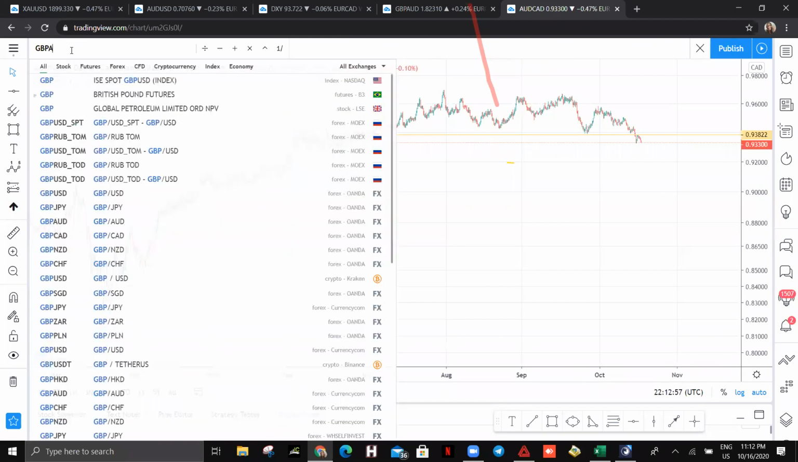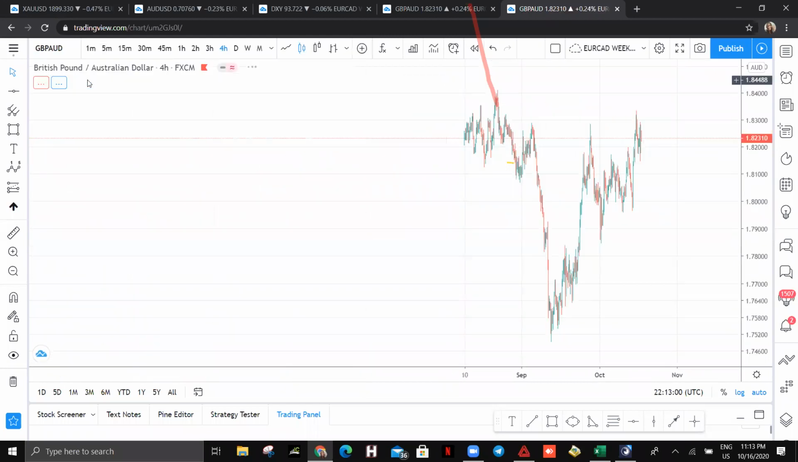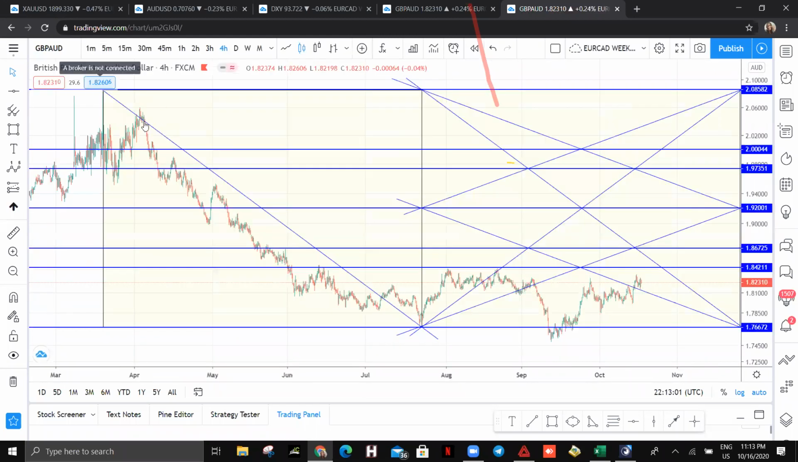GBP, AUD, all the pound pairs, there's a direction. It's either going up, just look at how beautiful this is, or coming down. This is the rectangle strategy. Respecting all the lines, coming down, respecting it, going up, just like that. You trade with peace of mind.